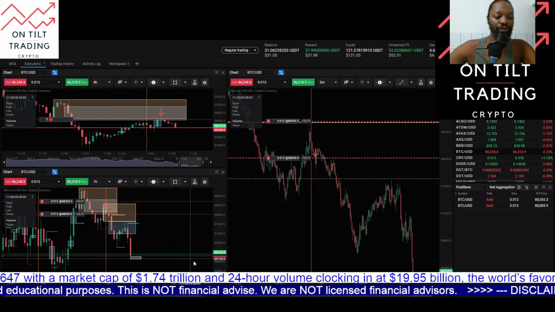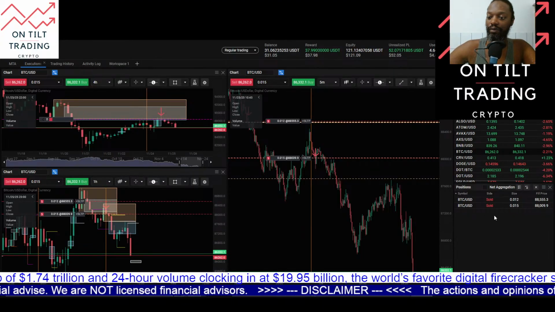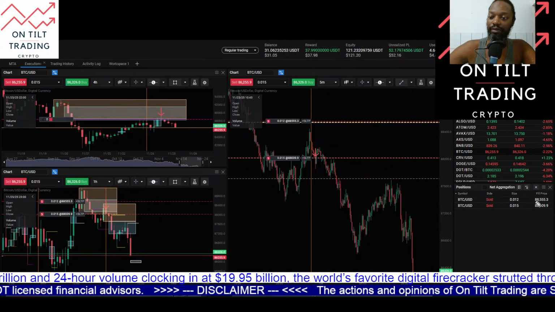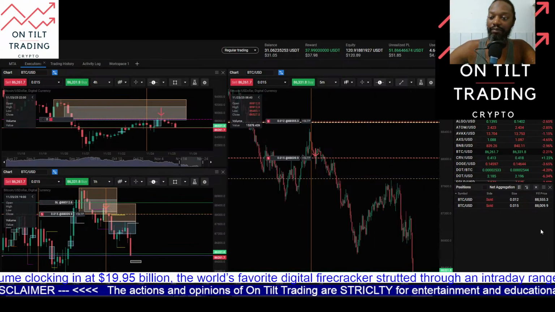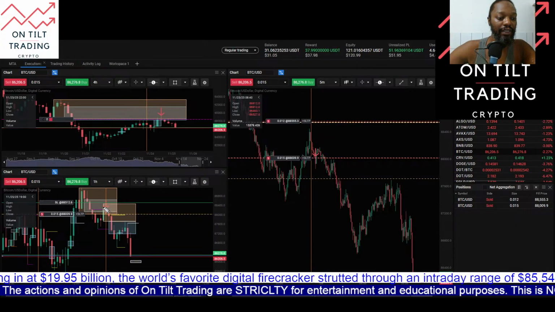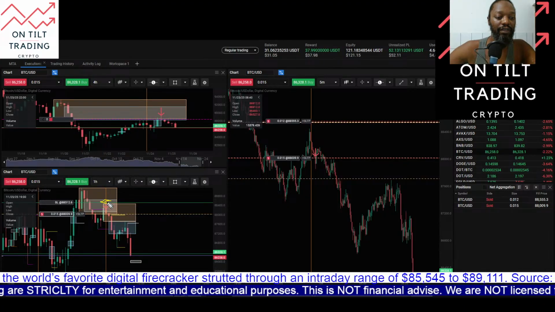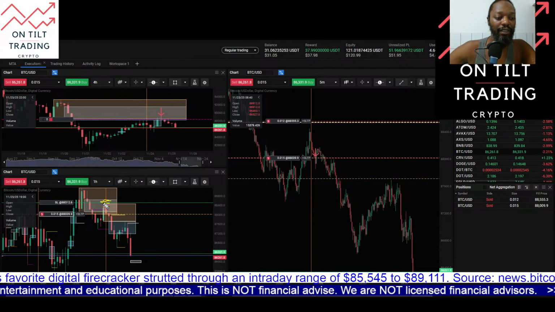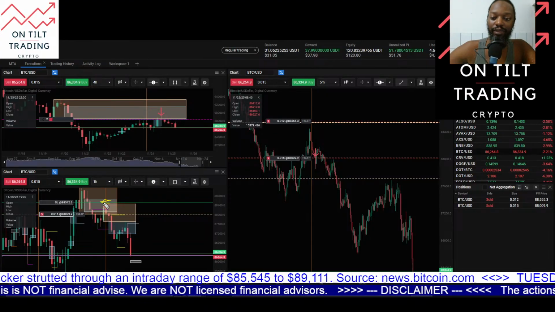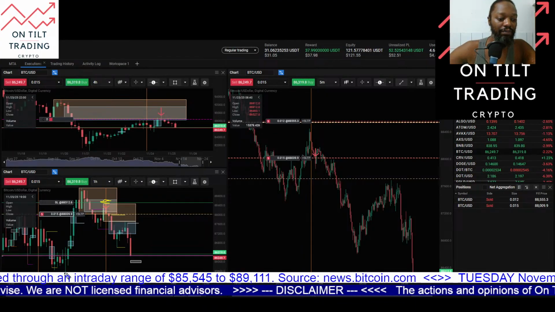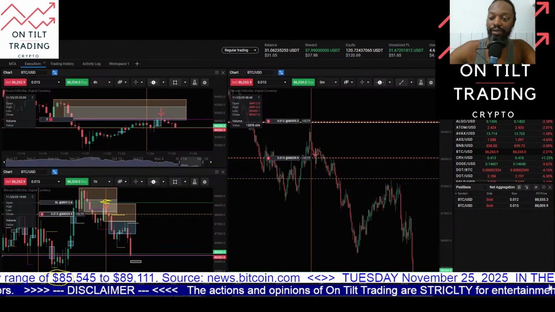And for this current trade on the 1 hour chart, you can see here my stop is at 88,512.6, so just above the high of that order block. Entry at 88,9.9, and take profit is down here at 85,191.4.